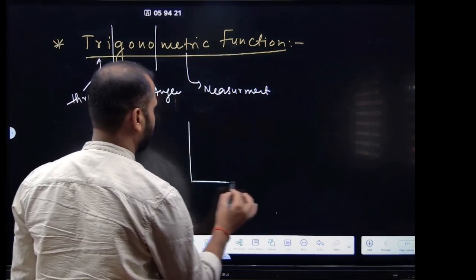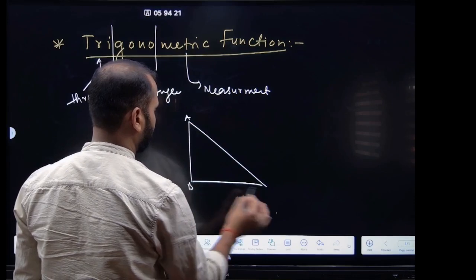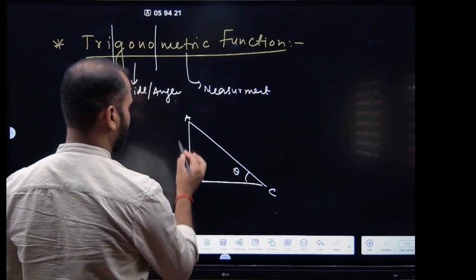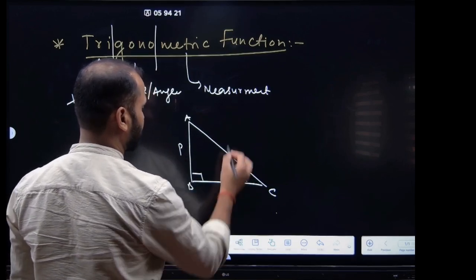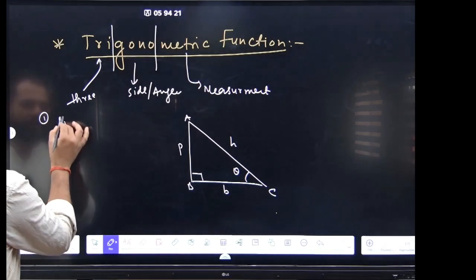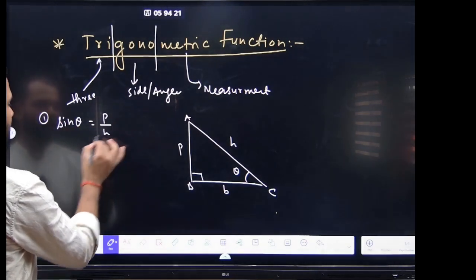So let it be a right angle geometry, A, B, C, right angle it should be. Let this angle be theta. So this particular AB side we will say is perpendicular, BC side is base, and this is hypotenuse. So one by one I will be writing. What is sine of theta? Sine theta will be perpendicular upon hypotenuse.